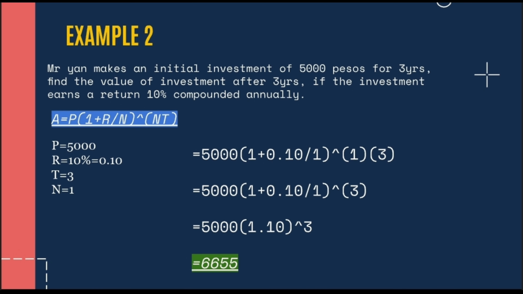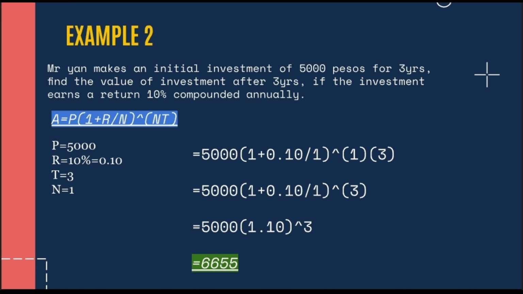Another example we have is Mr. Yan makes an initial investment of 5,000 pesos for 3 years. Find the value of the investment after 3 years, if the investment earns a return of 10% compounded annually. Our given will be 5,000 pesos for the principal, 10% or 0.1 in decimal for the rate, 3 years for the time, and 1 for the compounding period.